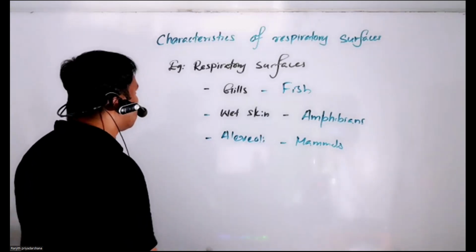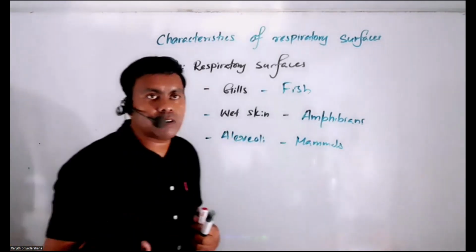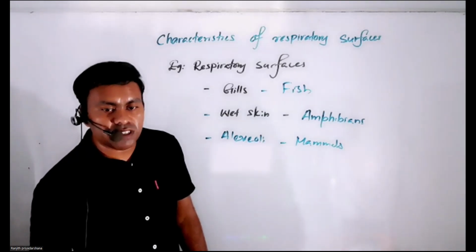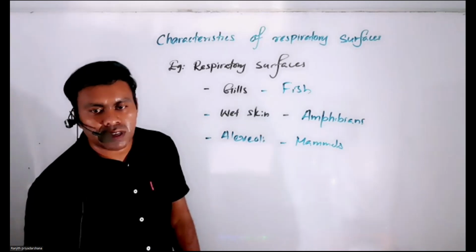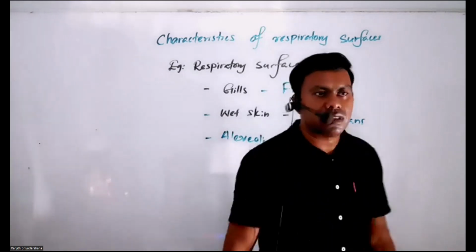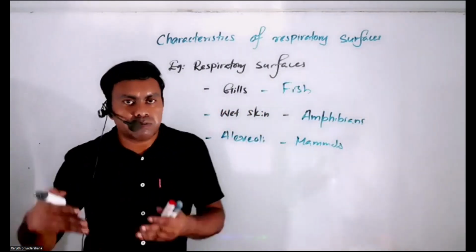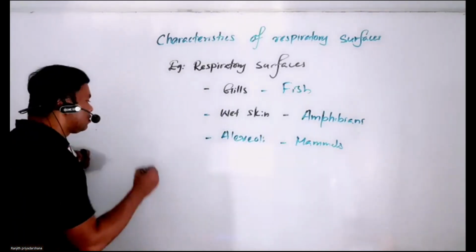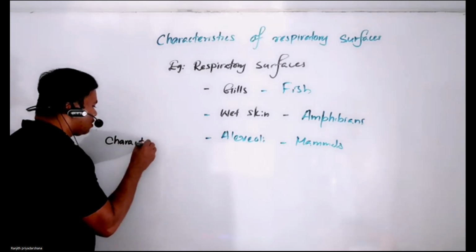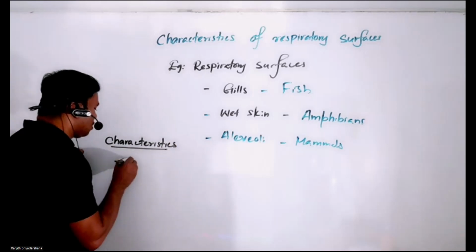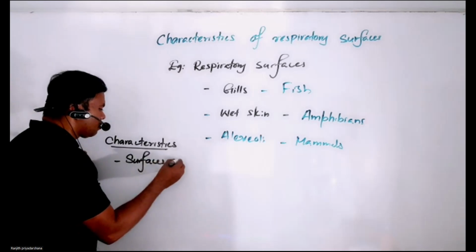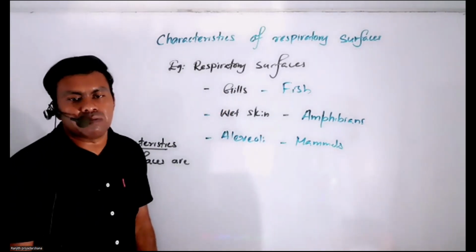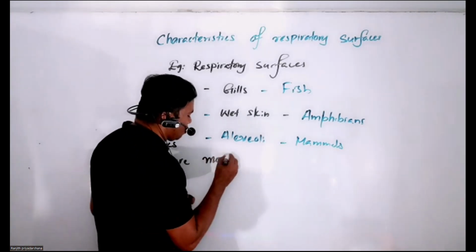Okay. So these respiratory surfaces, there are characteristics peculiar to them. For absorption of oxygen, first it has to be dissolved in moisture. So the surface is always moistened and permeable to gas. Permeable means it allows air molecules to penetrate through the membranes. Okay, take down the first characteristic of the respiratory surface. Surfaces are moistened. Wet surfaces. Surfaces are moistened.